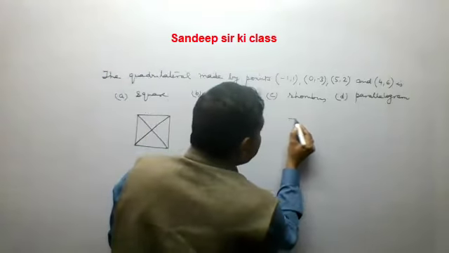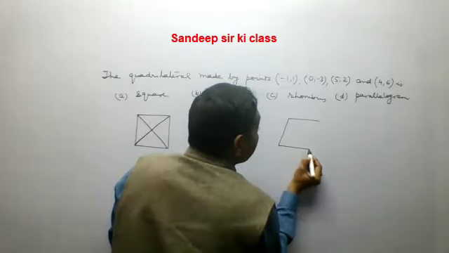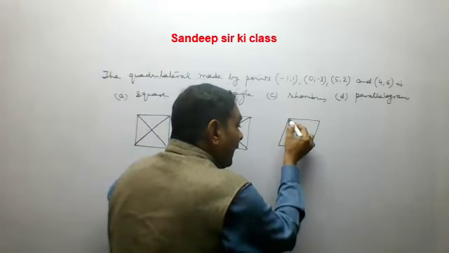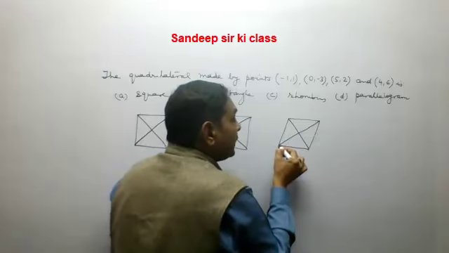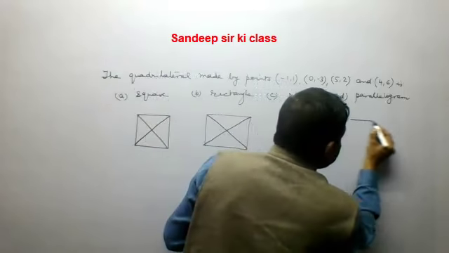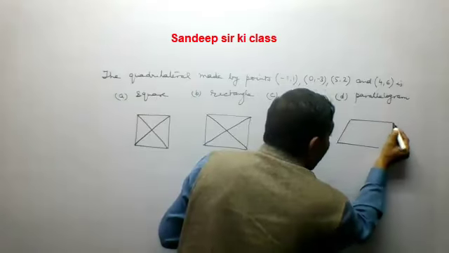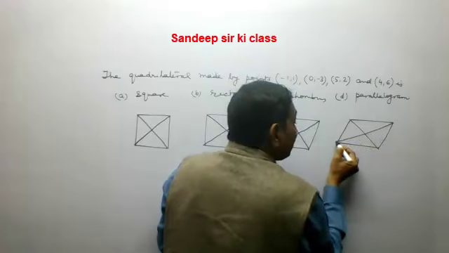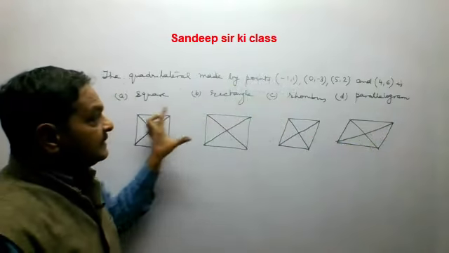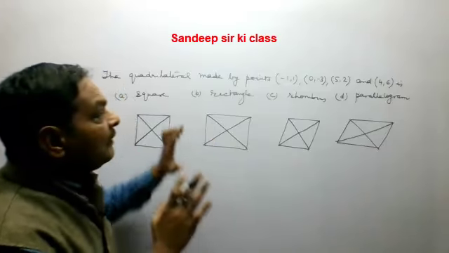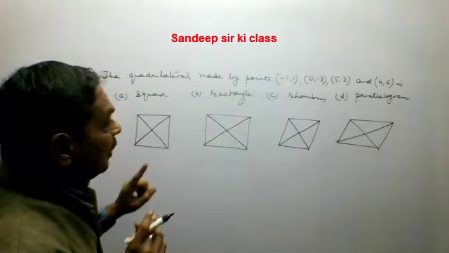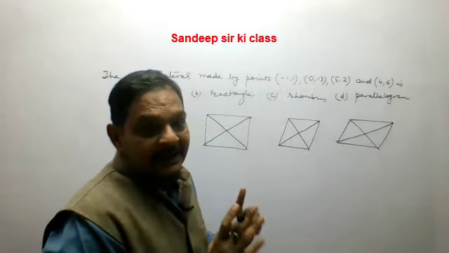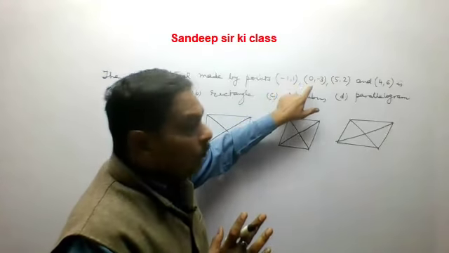Now see the rhombus. A rhombus is one which is like this. All its sides are equal and diagonals are not equal. And parallelogram is like this, which has opposite sides equal but the diagonals are not equal. This is the clear-cut picture we have before solving this question. Now we are to first find the sides and the diagonals in this case of the quadrilateral.